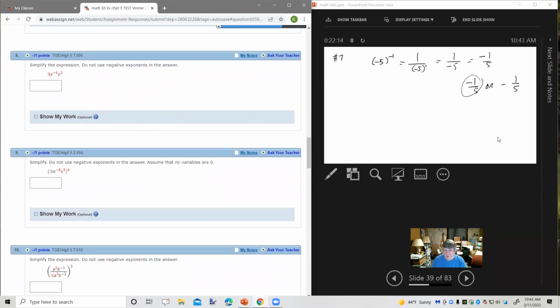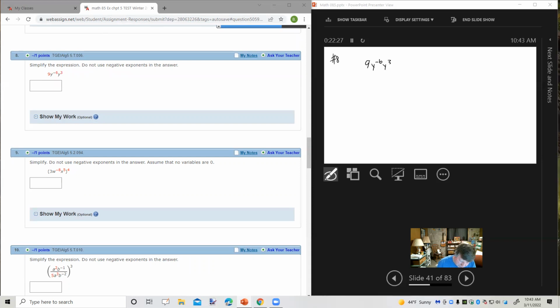Number 8. Simplify the expression. Do not use negative exponents in the answer. 9 y to the -6 power times y to the 3rd power. Well, multiplying two powers with the same base, you add the exponents. -6 plus 3 is -3. But now I need to rewrite y to the -3 power as 1 over y to the 3rd power. So I end up with 9 over y cubed.